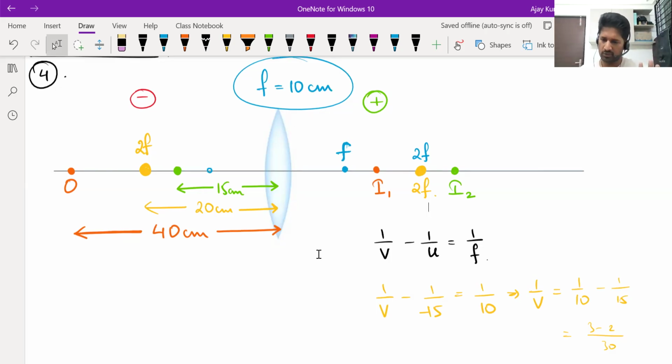And we are left with one more case. What if the object is within the focal length? Solve this quickly, all of you. Suppose there's an object at a distance of 5 centimeters from the lens. Find out the image position.